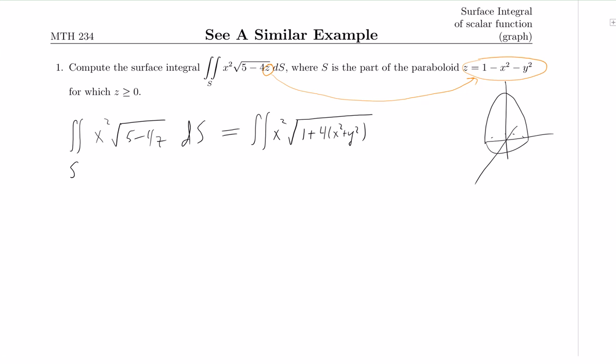And then we have to remember what the ds is. Remember, in general, for a graph, ds is this quantity, square root of 1 plus fx squared plus fy squared dx dy. In this case, our f is 1 minus x squared minus y squared, so fx is minus 2x and fy is minus 2y. Therefore, our ds comes out to be the square root of 1 plus 4x squared plus 4y squared.